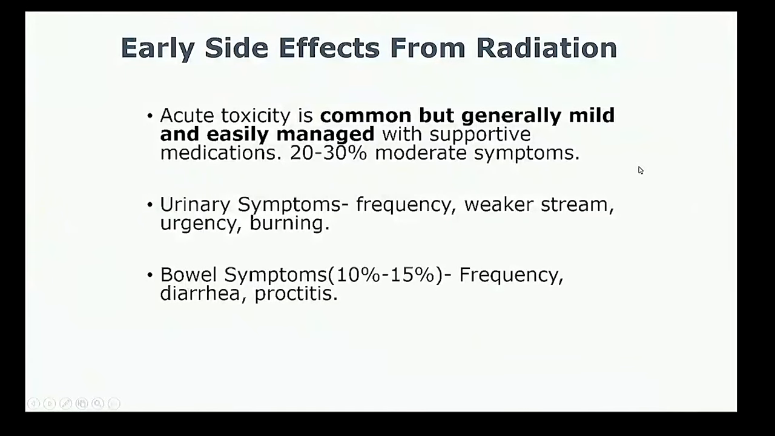We also have bowel symptoms. We see these less frequently now with our modern radiation techniques, but about 10 to 15% of men will have some issues with frequency, diarrhea, or inflammation in the rectum, which is also called proctitis. This can lead to some burning with bowel movements, but an ointment or steroid creams generally resolve these symptoms. And while you're going through treatment, you're followed very closely by a radiation oncologist. They see you at least once a week, address how you're feeling, address these side effects, and make sure you're comfortable going through treatment.